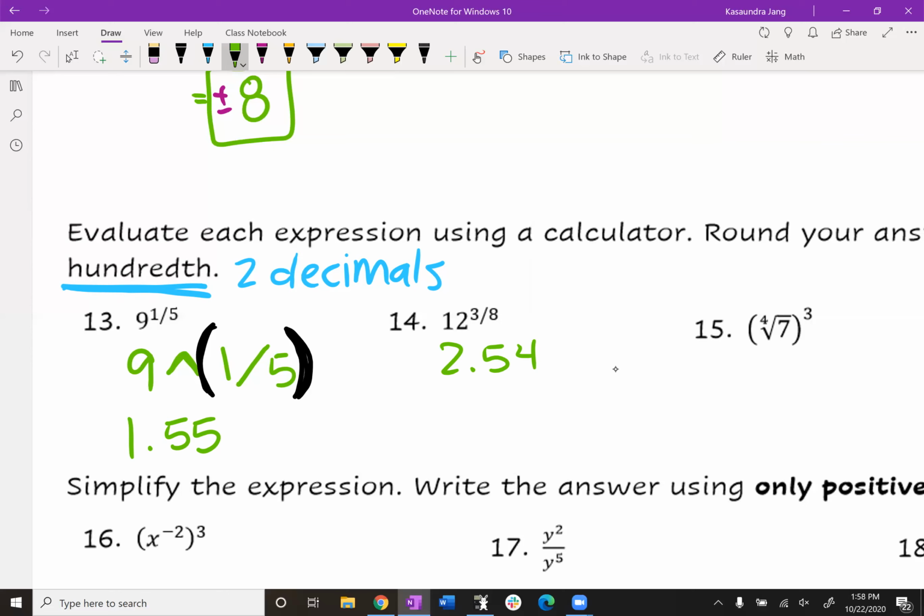Last one, Sadie, you got the last one here. This is the 4th root of 7 and then all cubed.